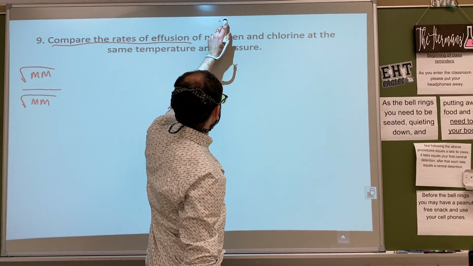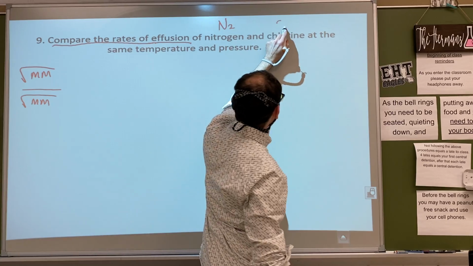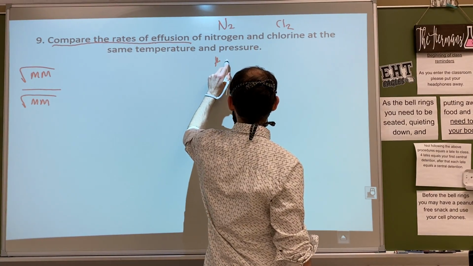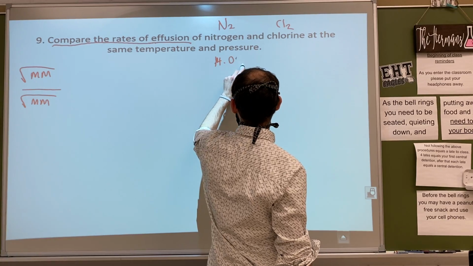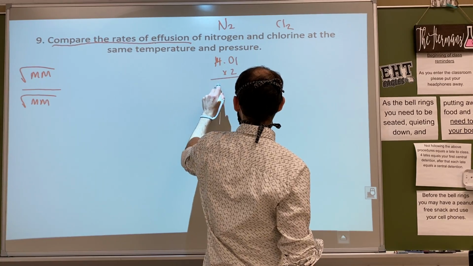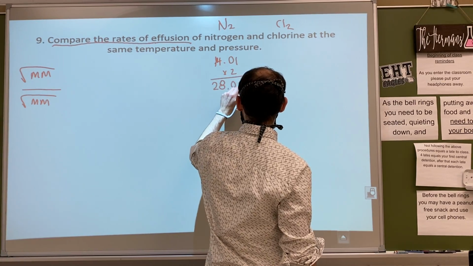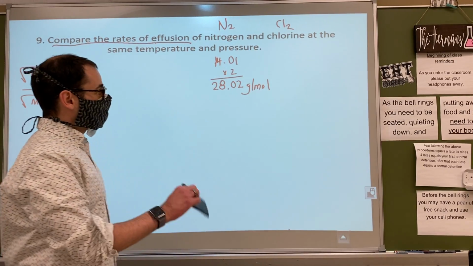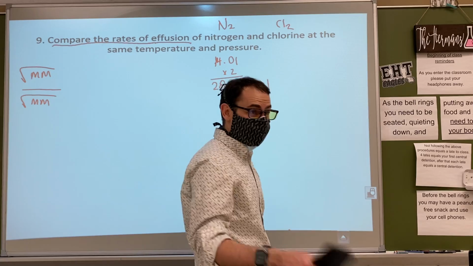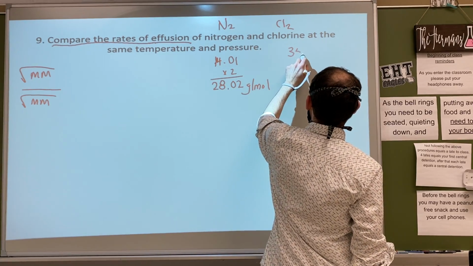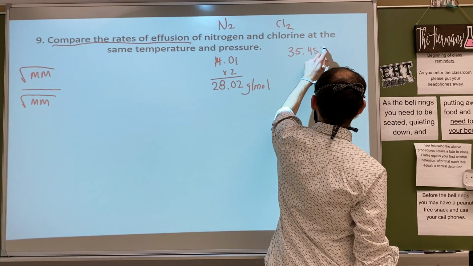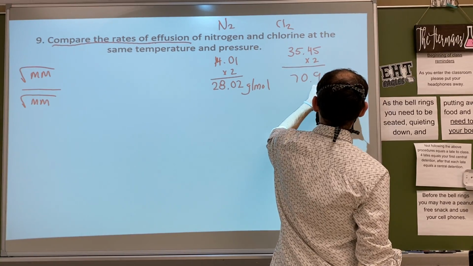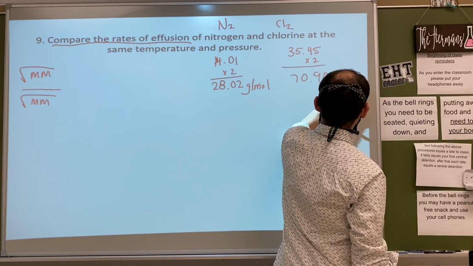Okay, so we have nitrogen and chlorine, and they're both diatomic, right? So it's going to be N2, Cl2. Let's do nitrogen first. Nitrogen is 14.01 times 2. It's going to give us 28.02 grams per mole. Chlorine, if we look at the periodic table, is 35.45 times 2. That's going to give us 70.90 grams per mole.